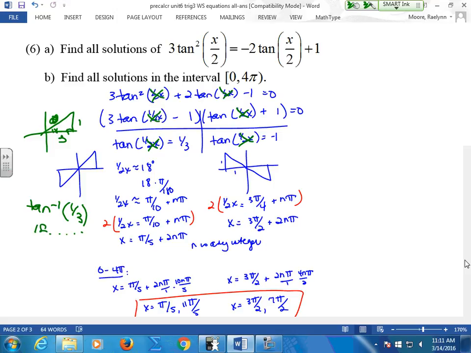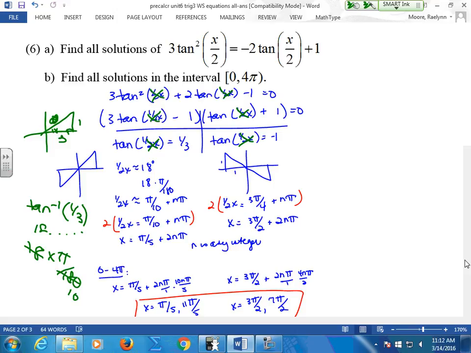So I round it to 18. I want it in radians, so I convert this times pi over 180. This goes in here 10 times. So it's approximately pi over 10. It was a nice challenge, not on a test, but it's nice to be challenged on a homework problem.